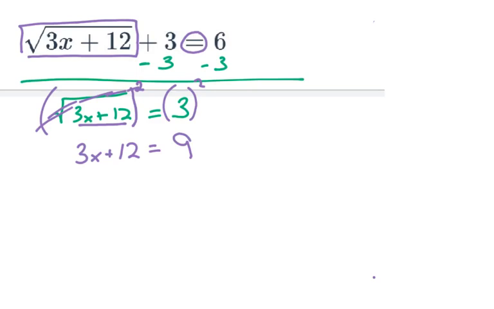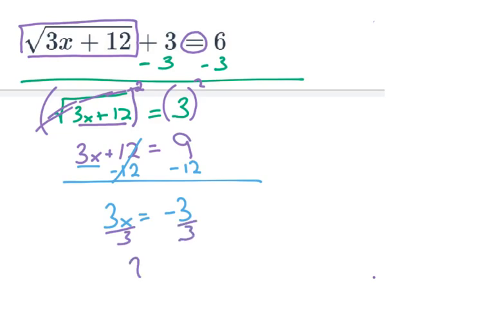Step 3 says combine any like terms. I don't have any yet, but I need to still isolate this variable. So I'm still working on another step. I need to subtract 12 from both sides. In doing so, I get 3x equals negative 3. Then I go ahead and divide by 3, solving for x equals negative 1.